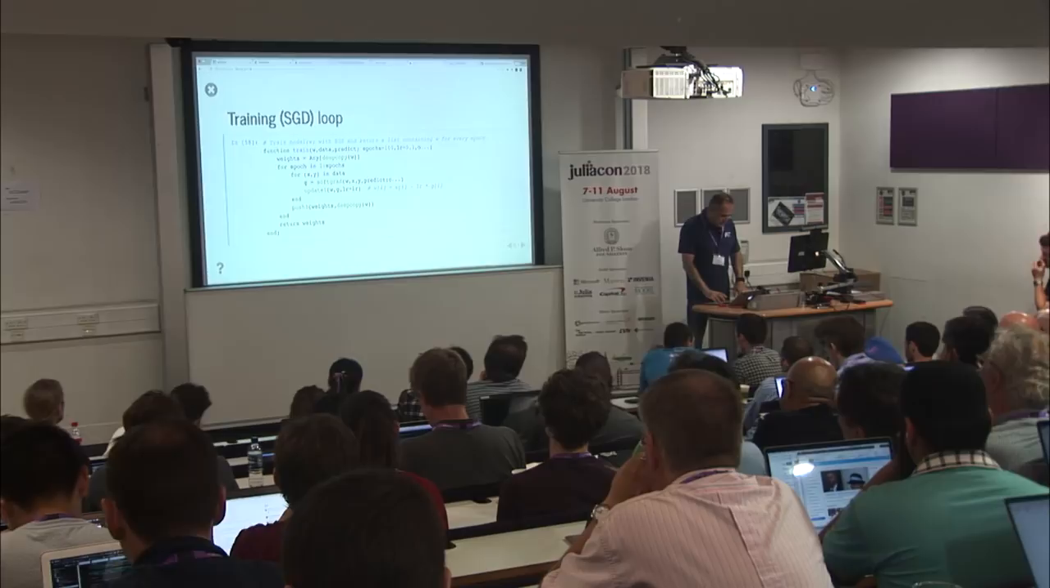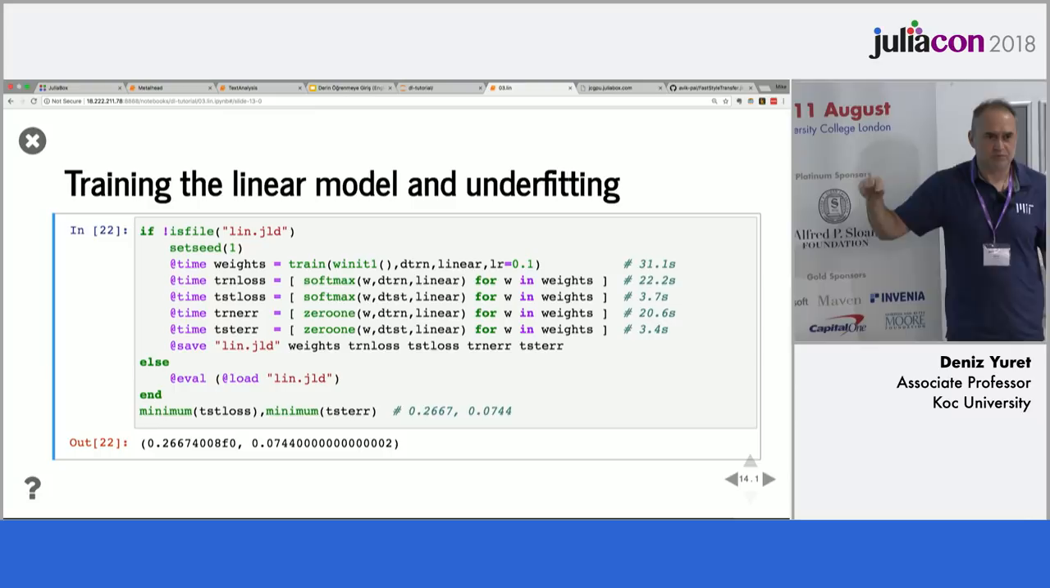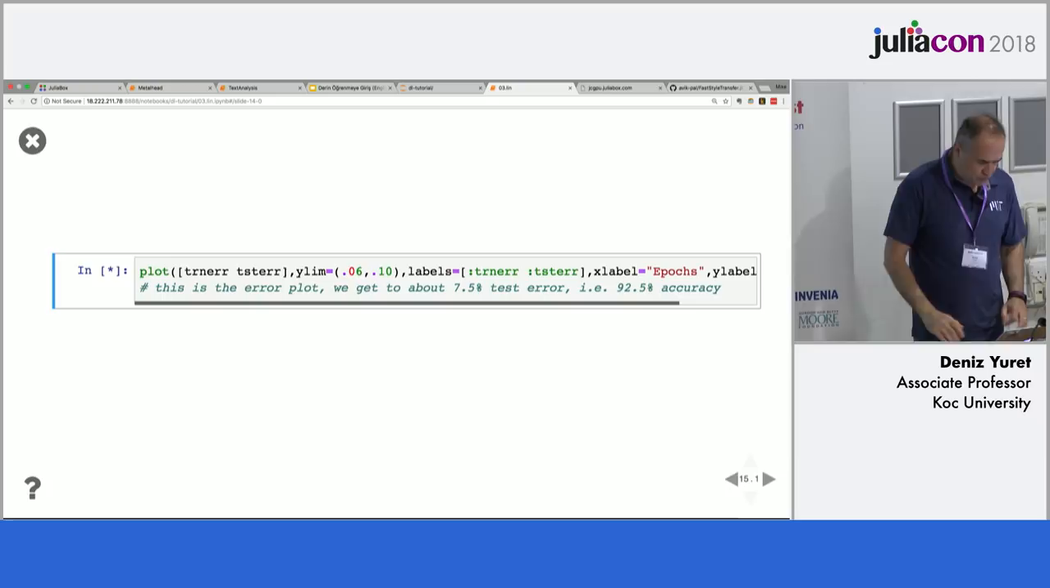Okay, so we've seen the training loop before. So let's train our model using this training loop. Now this went fast because I actually cheated and did this earlier, so it just loaded it from a file, but ignore that. And now we can actually see how the error changed during this training.